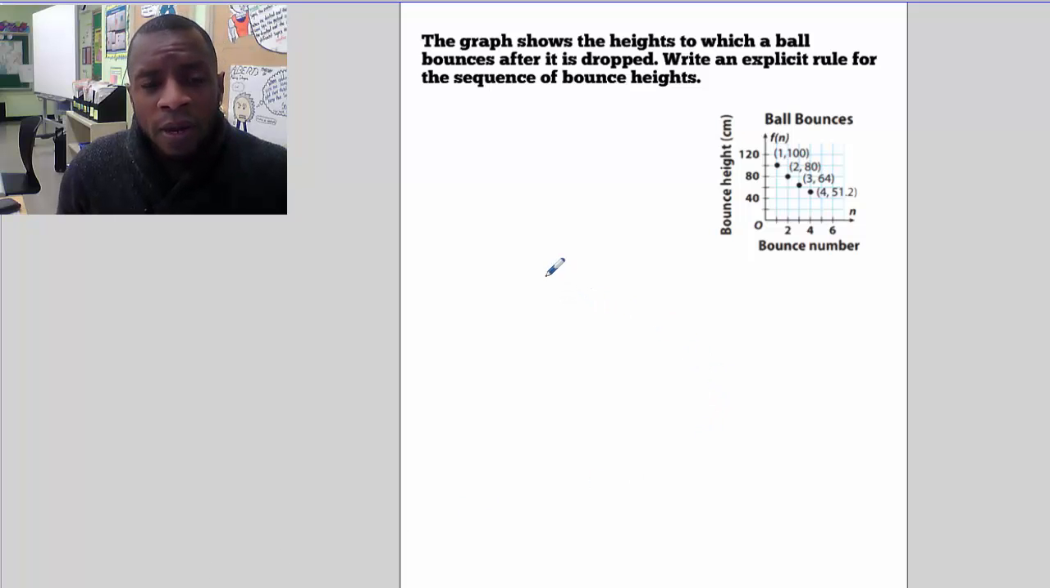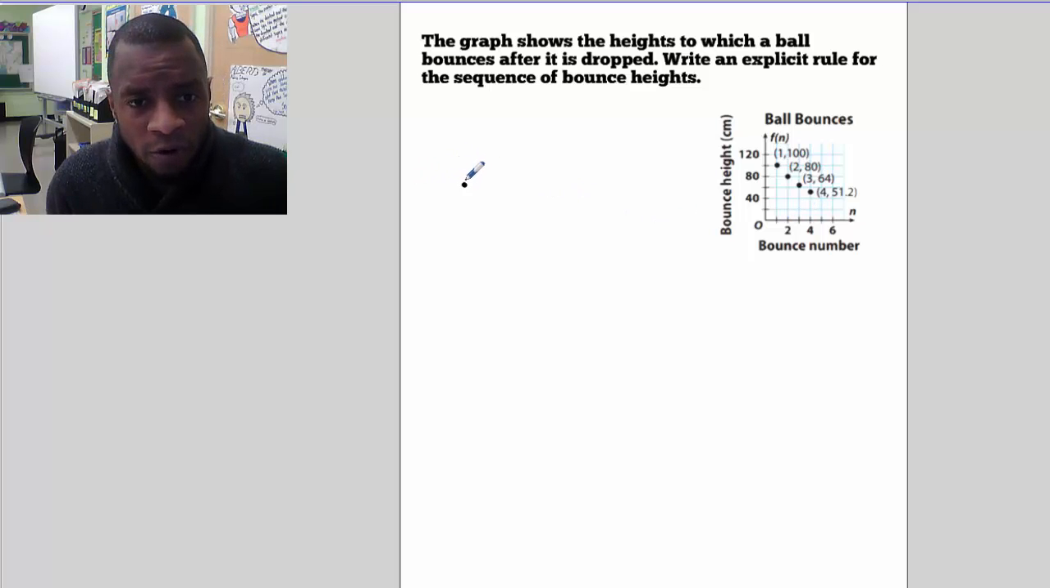All right. Now let's look at the graph where our situation is a graph. So the graph shows the heights to which a ball bounces after it's dropped. Write an explicit rule for the sequence. All right, so again, we want to grab our explicit function for our explicit rule, which is a1 times r to the n minus 1.